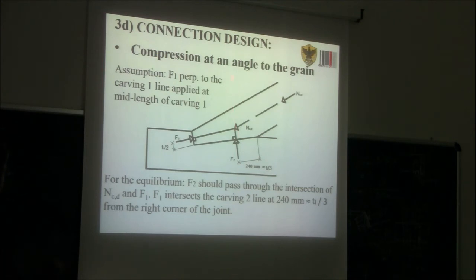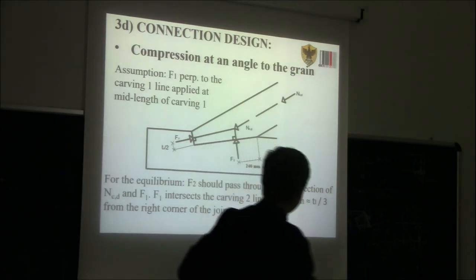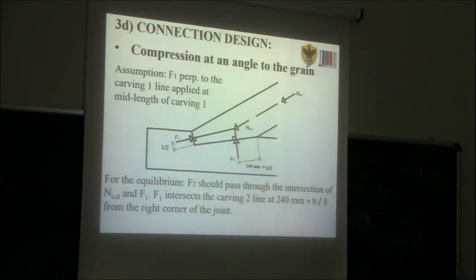So, if you sketch this, we will find that this F2 is basically applied on more or less 240 millimeter, which is more or less 1/3 of the whole length. So, if this force is applied to 1/3 of the whole length, what does it mean in terms of stress distribution? Triangular, where here the value is 0, and here the maximum value. Okay?